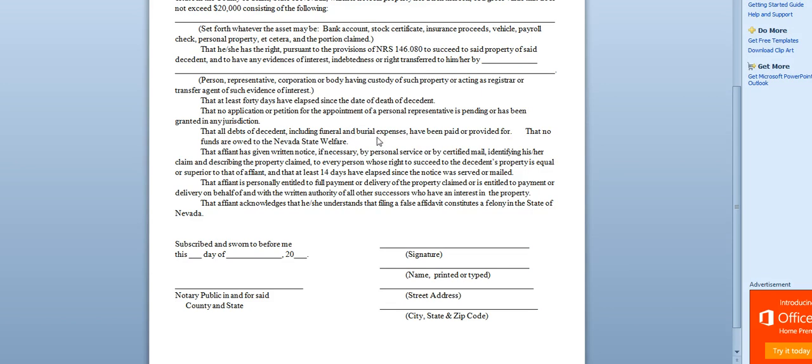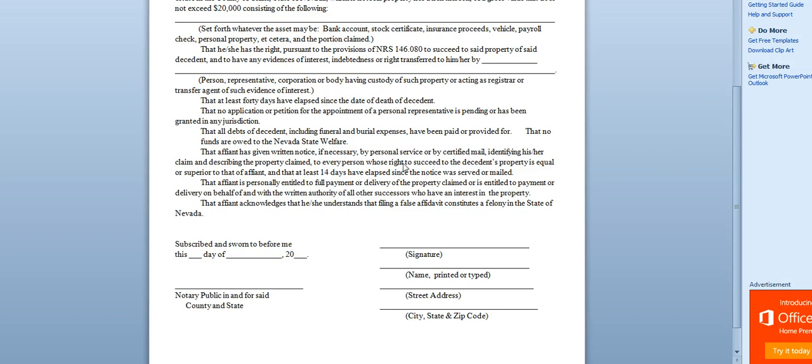Okay, all debts of the decedent, including funeral and burial expenses, have been paid or provided for. No funds are owed to Nevada State Welfare. So that's somebody who had received Medicaid. Then the affiant has given written notice by certified mail to everybody who has an equal or superior claim, and at least 14 days have elapsed.